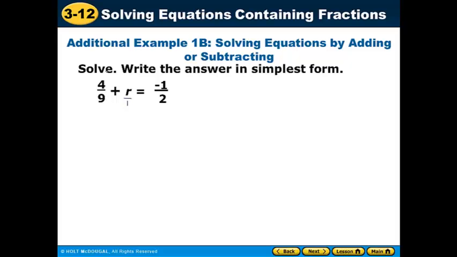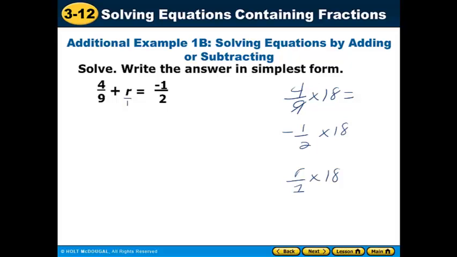So what we can do is to multiply 4 9ths by 18. So we do 4 9ths times 18, and also multiply negative 1/2 times 18. Okay, and then also r over 1 times 18. Okay, so what's going to happen here, let's go ahead and solve these.